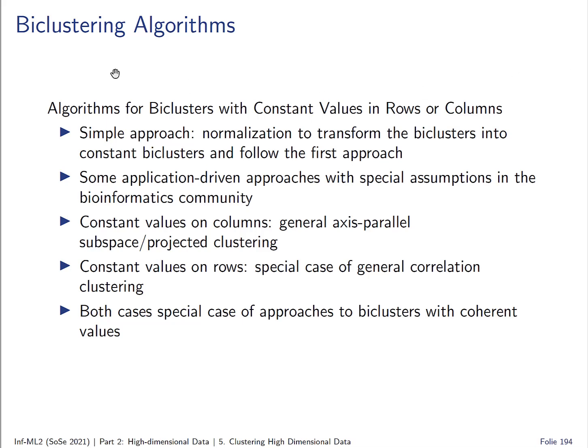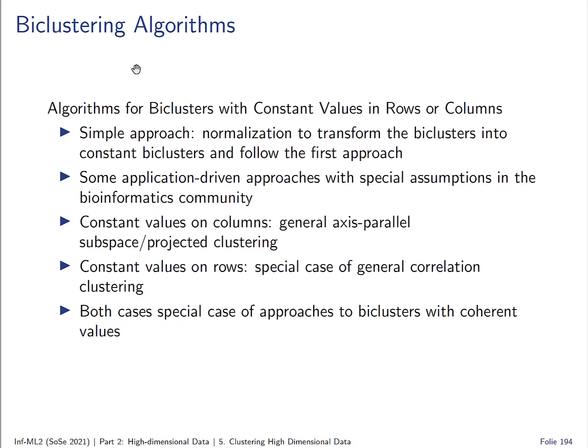Next up are algorithms for biclusters with constant values in rows or columns. This is our second type of model, our first generalization of the basic model of constant values. There are different approaches to do that. The simplest approach is a normalization to transform the biclusters into constant biclusters, and then follow the first approach, for example, by Hartigan or variance. Other approaches try to do it application driven, so they have specific assumptions about the clusters.